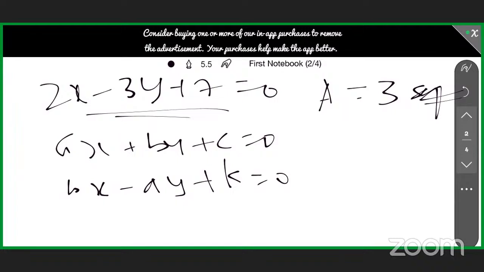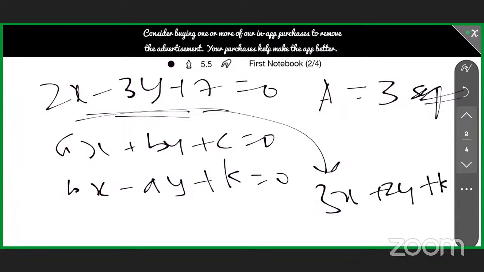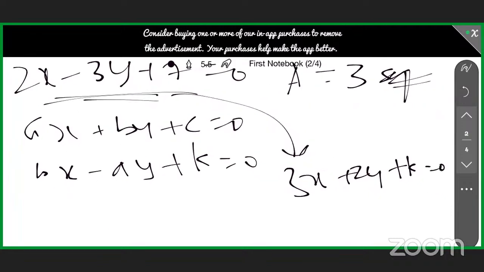So ax plus by plus c is equal to 0. Then the perpendicular equation will become bx minus ay plus k is equal to 0. Now, since this is my equation, the perpendicular equation will be 3x plus 2y plus some k is equal to 0. Correct?